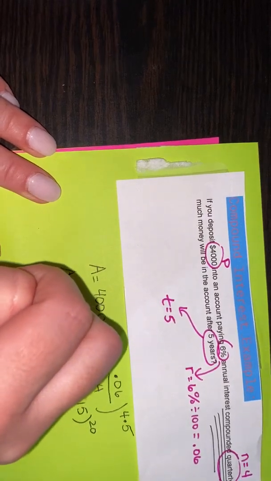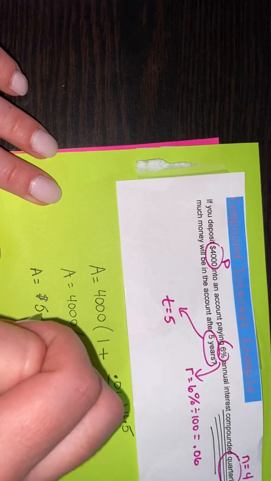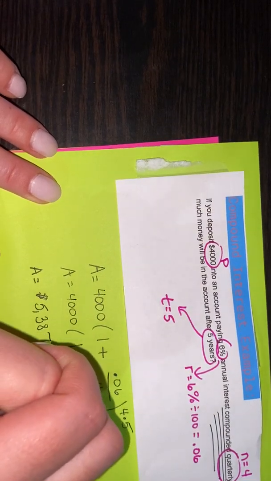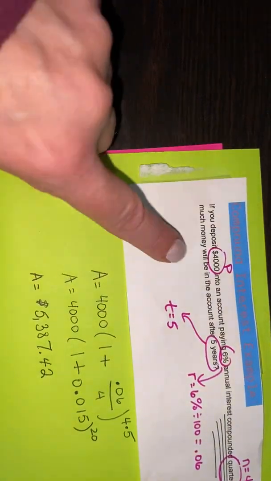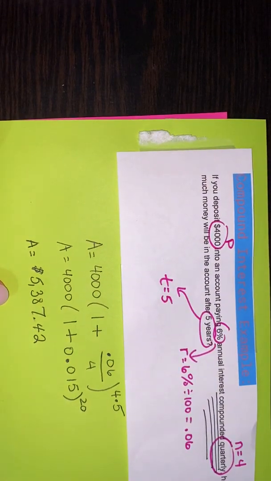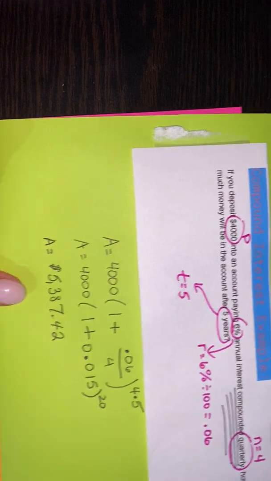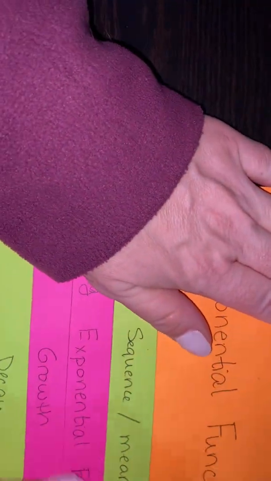And you should get, and again it's money, so we're going to round to the nearest penny, $5,387.42. So this person put in $4,000 at an annual percentage rate of 6%. It got compounded quarterly, and in 5 years, they ended up with $5,387.42. So that's compound interest. Now again, this is how this is going to appear on the test, so this is how you want to use it.